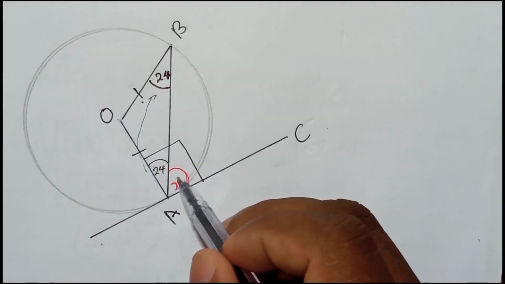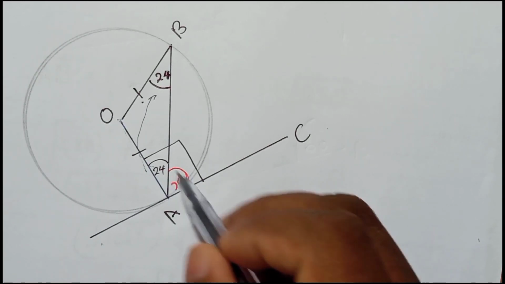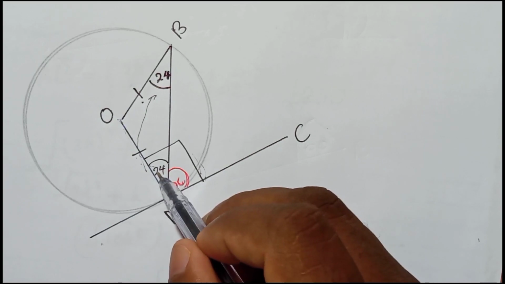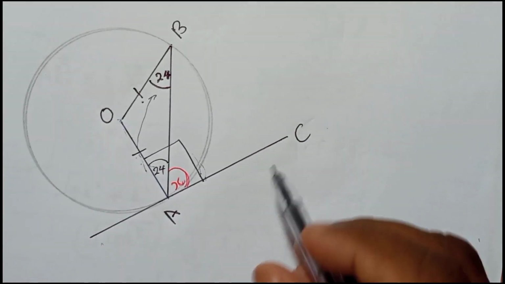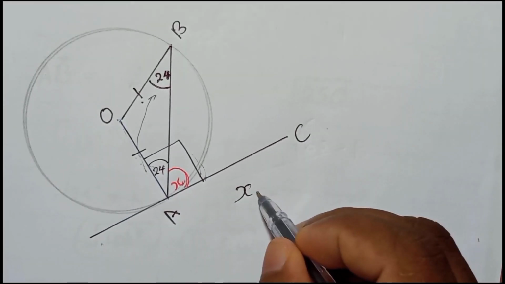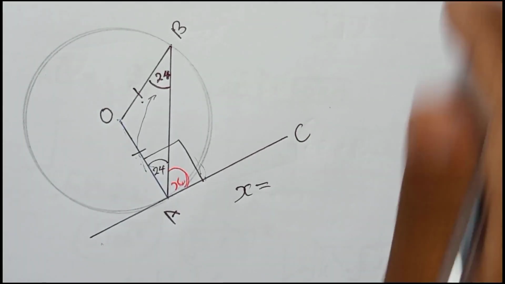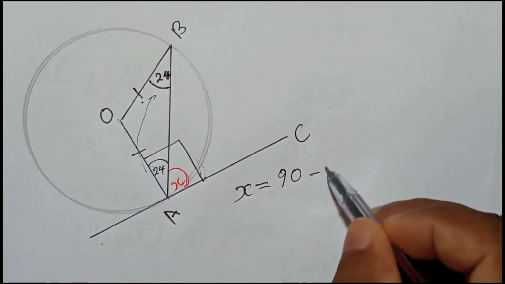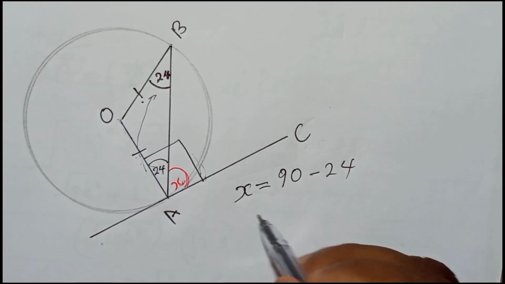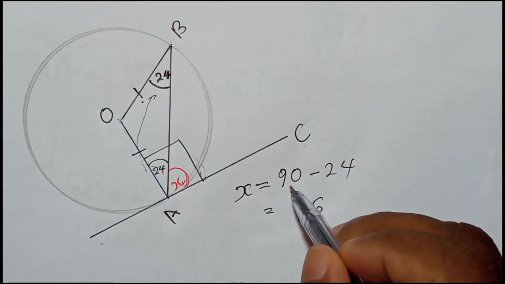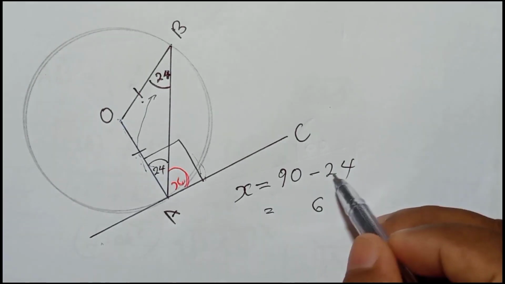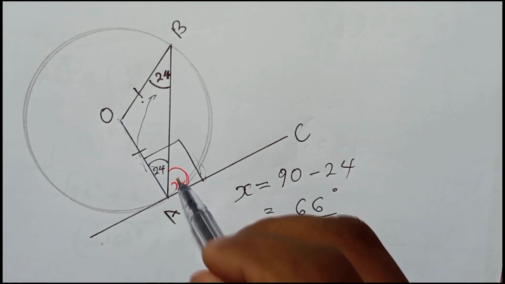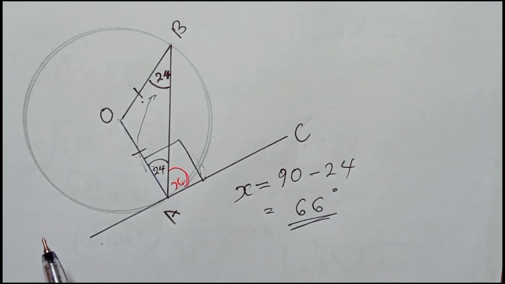Okay, now how can we get this angle x? Very simple. Now this is 90. From 90 subtract 24, then you can get x. So I can write x equals 90 minus 24, right? So here the answer will be 66 degrees. That's the thing. x equals 66 degrees.